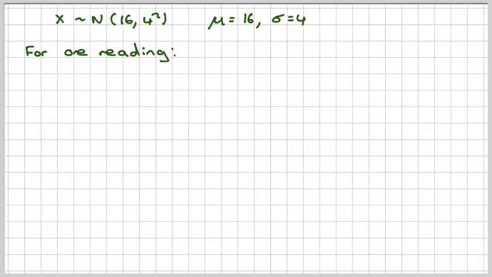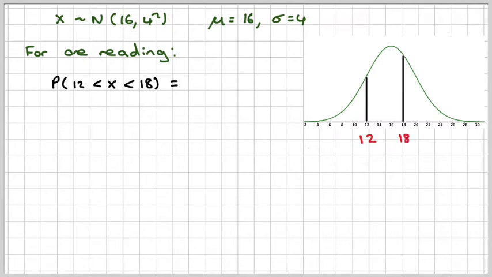So for one reading, we want to find the probability of success. We need to find the probability of x between 12 and 18 for a mean of 16 and standard deviation of 4. Again, I like to draw a diagram. So what we're actually finding is that area there.